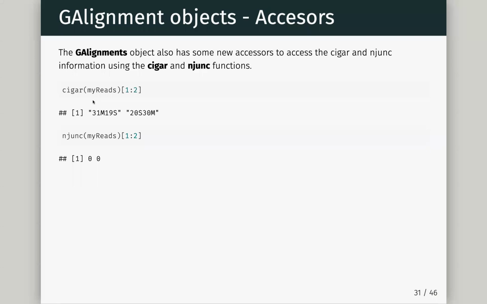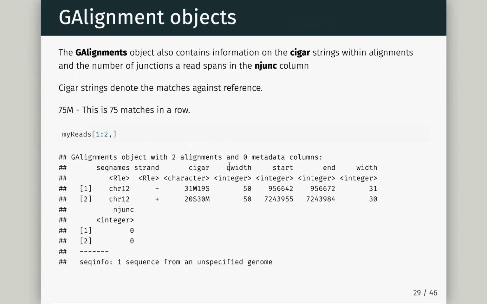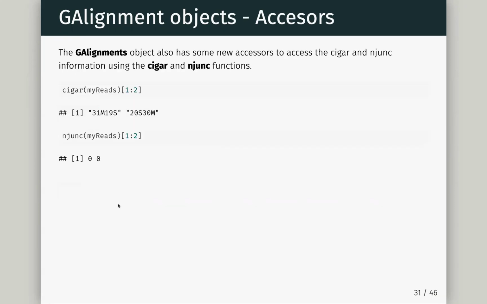Additional accessors, which we didn't get with GRanges, are cigar and njunc. And the actual reason we need these as accessors is because, as we'll see later, R is calculating the cigar and the njunc de novo. It's not reading them from the BAM file. It's actually going to calculate them from the alignment. So we have cigar, and if I just give it our GAlignments object, you can see the first two. We have this string, and then we can do njunc, and we'll get the number of junctions.